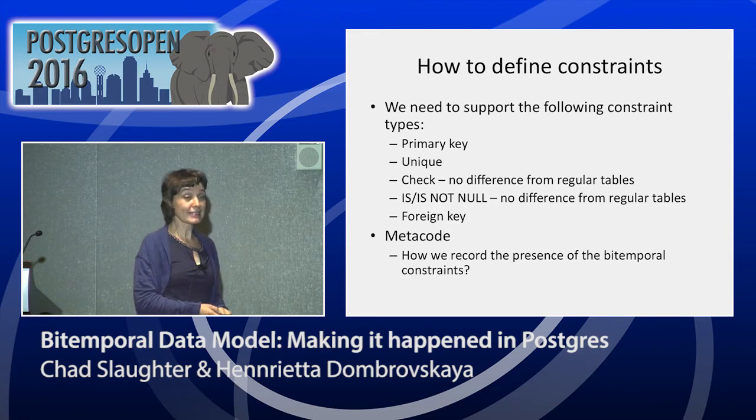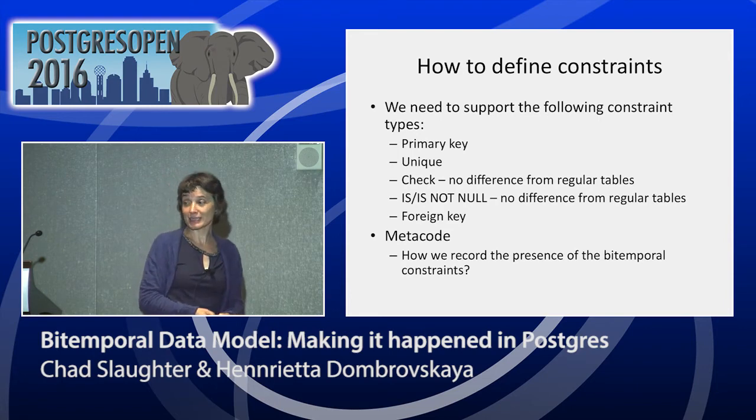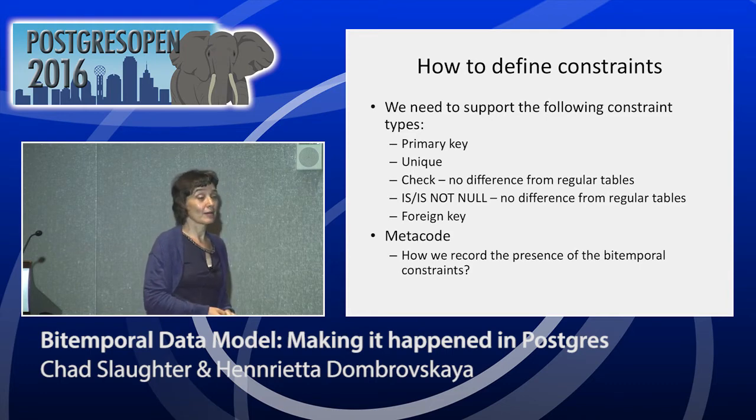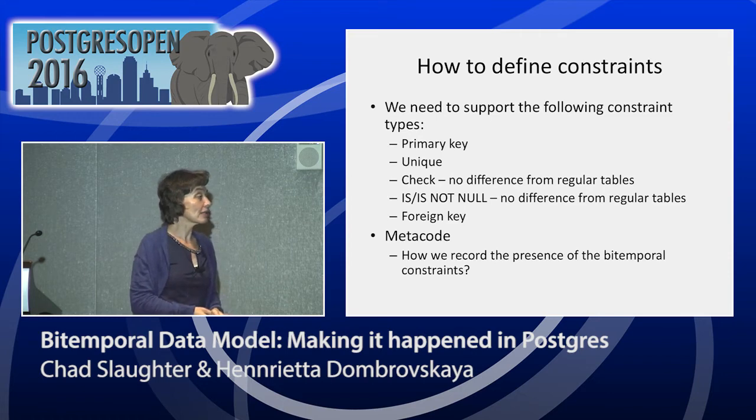Okay, constraints, fun part. So how do we define bitemporal constraints? What do we need to define first? We need to define primary, unique, check, not null, and foreign key. Check constraints and not null are easy because those are the only two which are not different from the standard constraints. So no difference here.